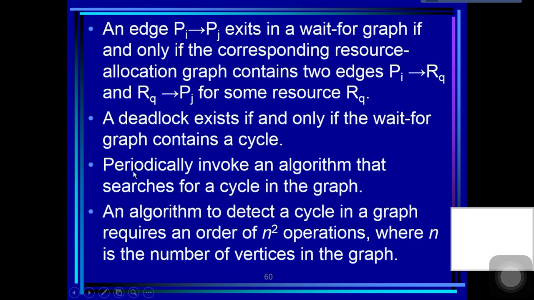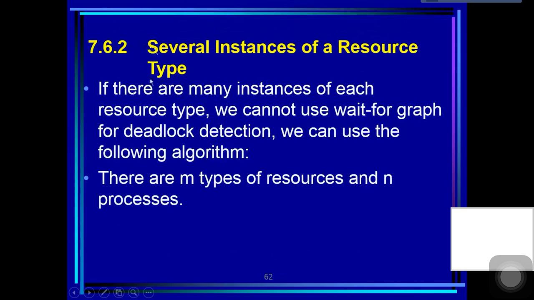So periodically invoke an algorithm that searches for a cycle in the graph. An algorithm to detect a cycle in a graph requires on the order of n squared operations, where n is the number of vertices in the graph. That means n is the number of processes in the system. So, if there are many instances of each resource type, we cannot use the wait-for graph for deadlock detection. We can use the following algorithm.